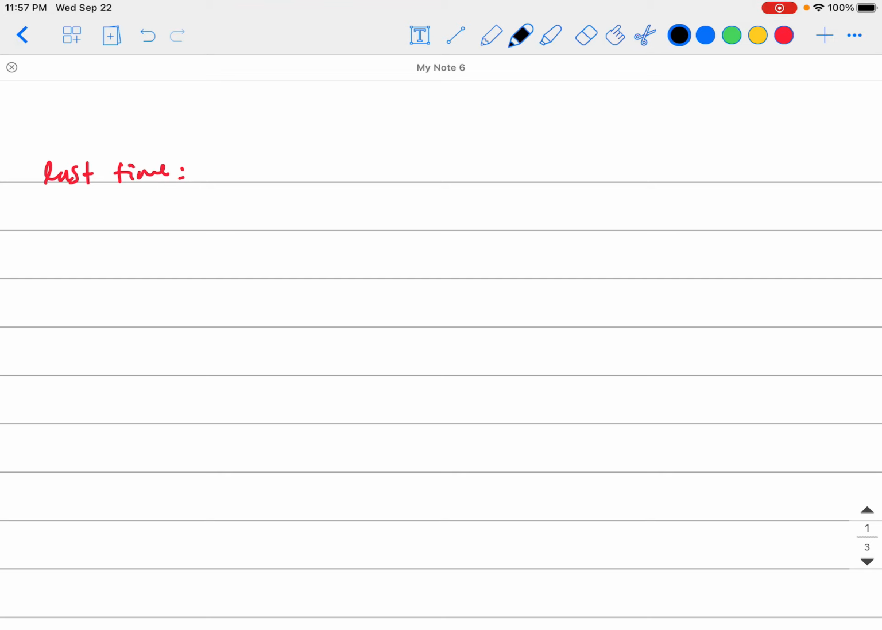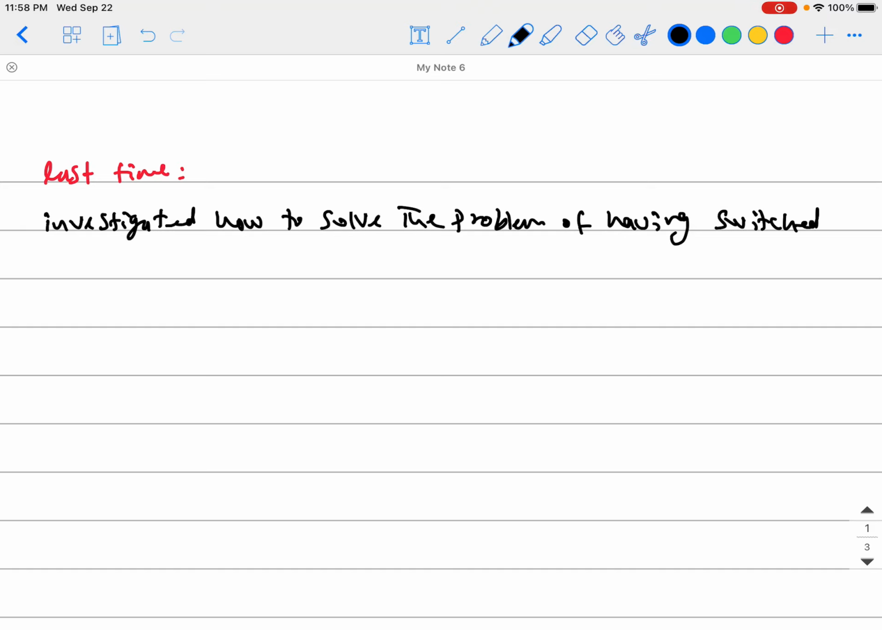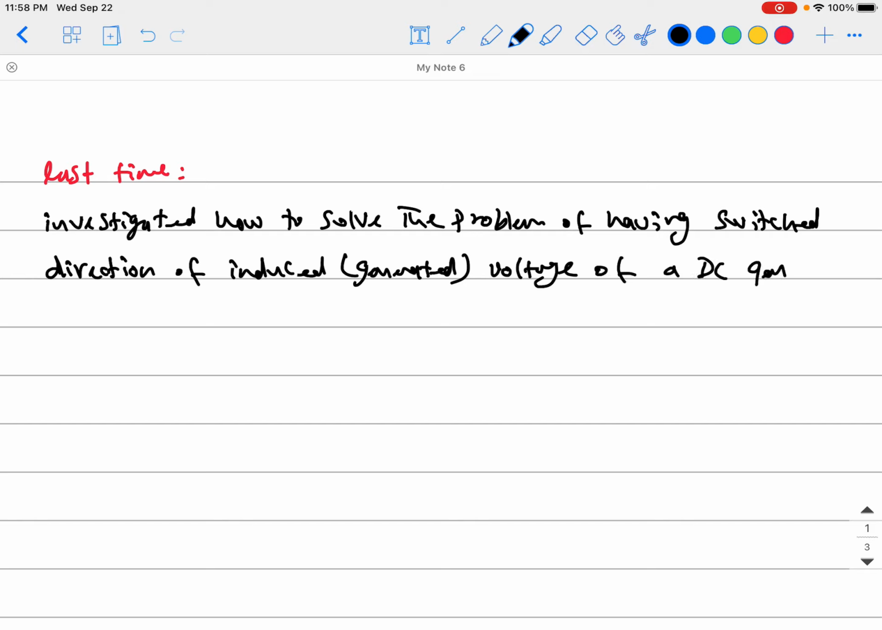let me write this down to make it more clear. We have investigated how to solve the problem of having switched direction of the induced, or let me say generated, they have the same meaning, voltage of a DC generator, or the torque developed by a DC motor.